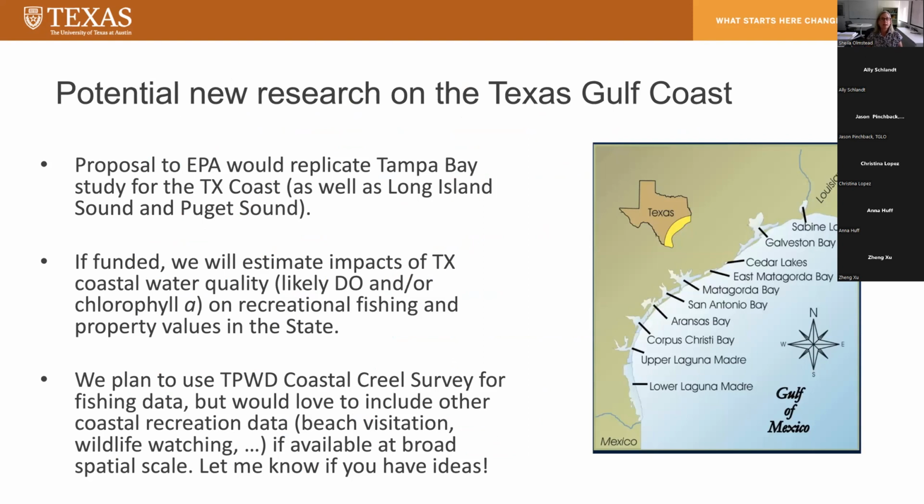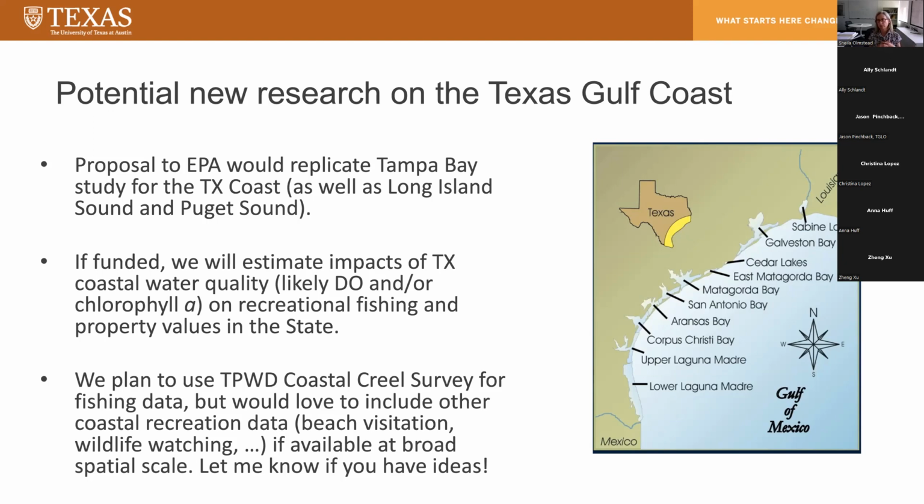And the last thing I would say is that with the methods that we used in that paper on Tampa Bay, we wrote a grant to the U.S. Environmental Protection Agency. They had a solicitation earlier this year on estimating water quality benefits. And we wrote a proposal that would do a similar kind of analysis on the recreational and property value impacts of water quality improvements or, if water quality has gone down, the converse of that: what would be the cost of the water quality damage? For the Texas Gulf Coast, for Long Island Sound, and for Puget Sound.